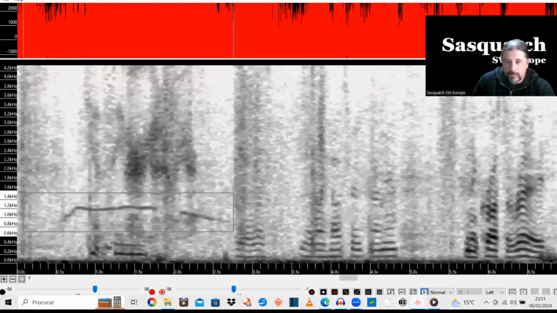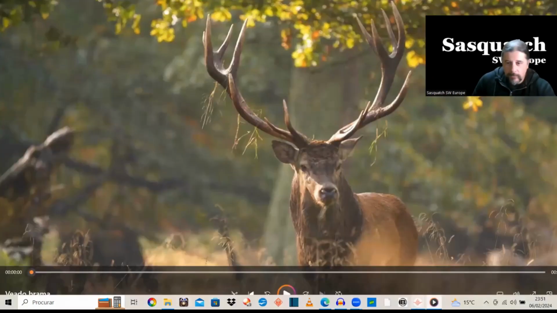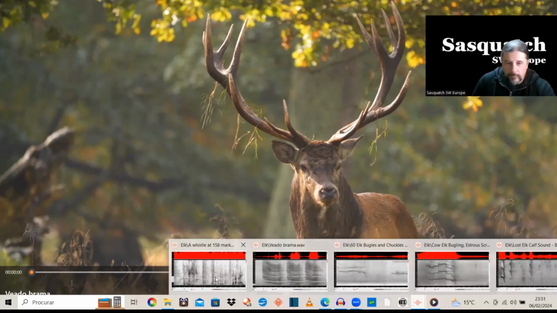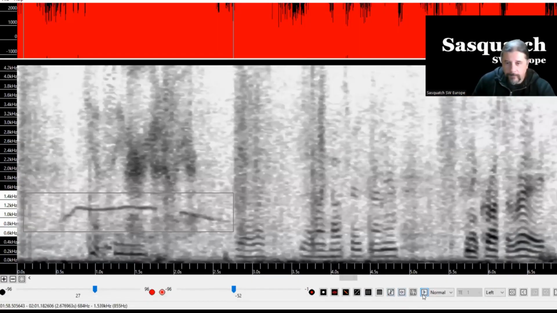So let's listen to it again, just for you guys to remember. Oh, sorry. So I cannot say this is the range. It's the same. It's almost 1,000 or 1,200 hertz. Elk don't do these gaps without reverberation from their throat.